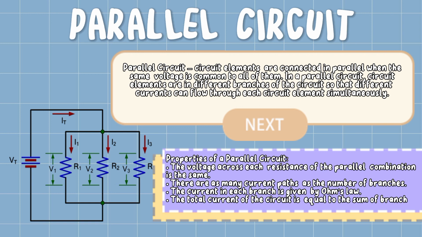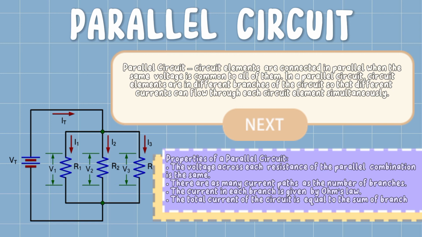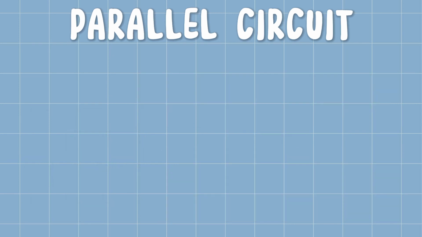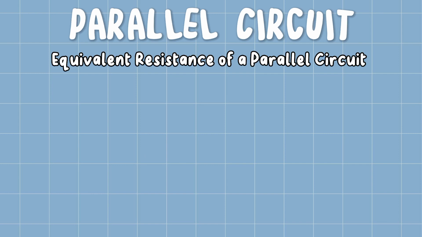The voltage across each resistance of the parallel combination is the same. There are as many current paths as the number of branches. The current in each branch is given by Ohm's law, and the total current of the circuit is equal to the sum of branch currents. So, equivalent resistance of a parallel circuit.